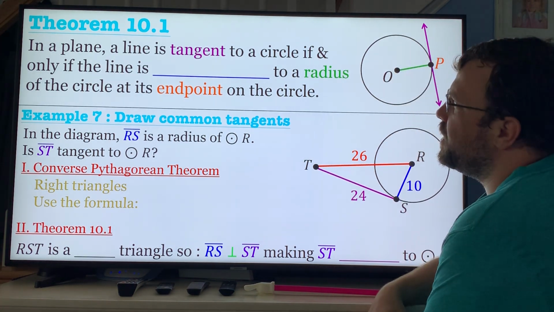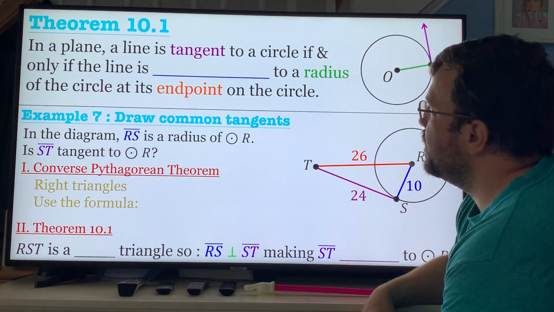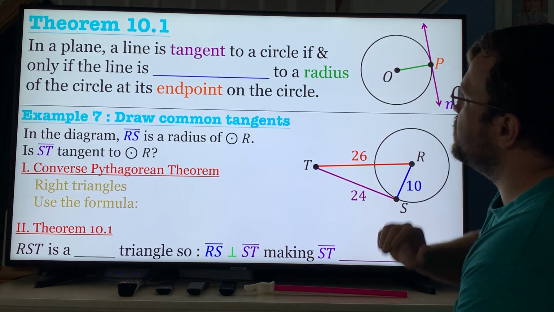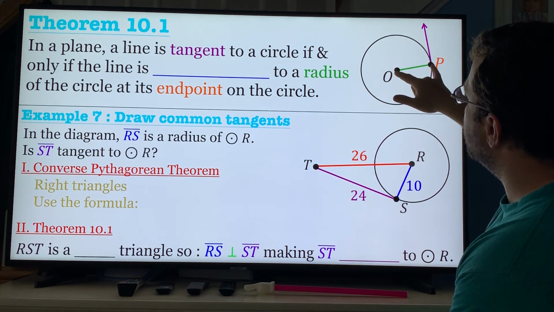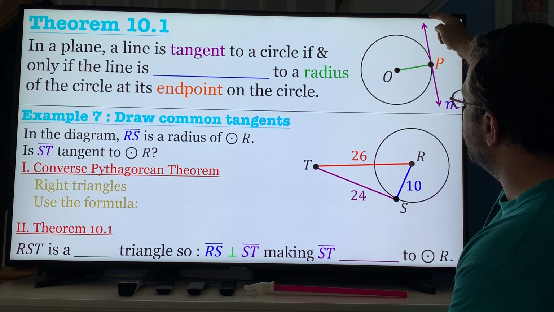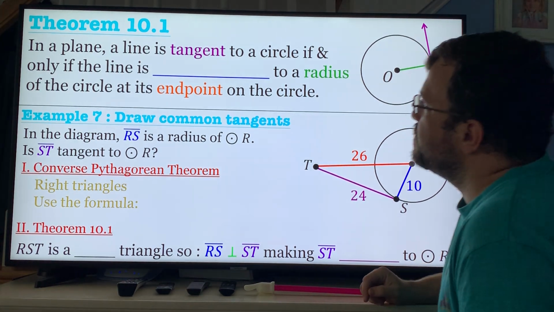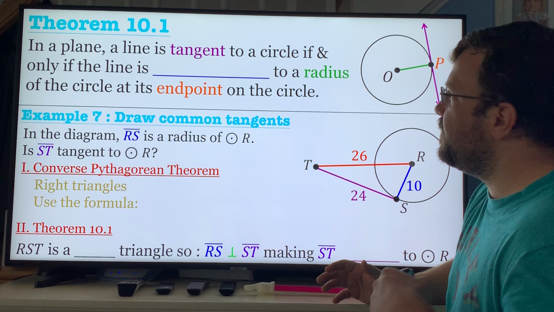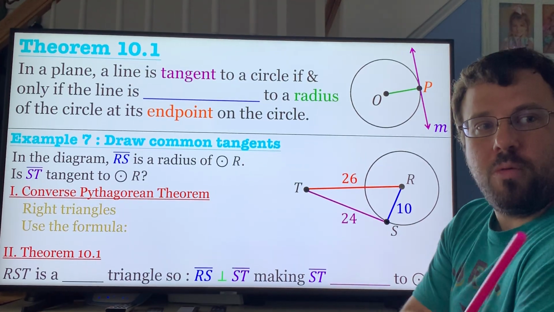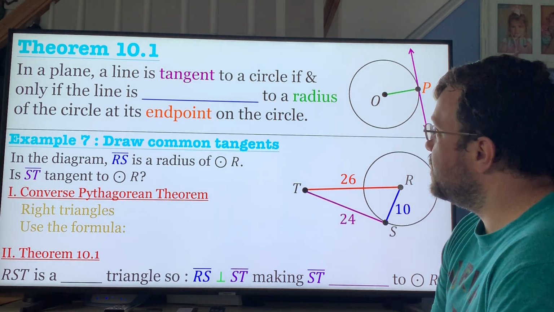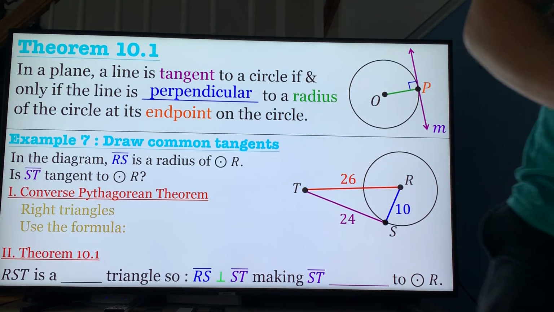All right, now let's go into some theorems. Theorem 10.1: a line is tangent to a circle if and only if the line is blank to a radius of the circle at its endpoint. So what do OP, the radius here, and line M, the tangent line, look like? A line is tangent to a circle if it is blank to the radius. Ready? Yell the word. Whoa, almost broke my phone. All right, and the word you should have yelled was perpendicular. Very good. So try example number 7.